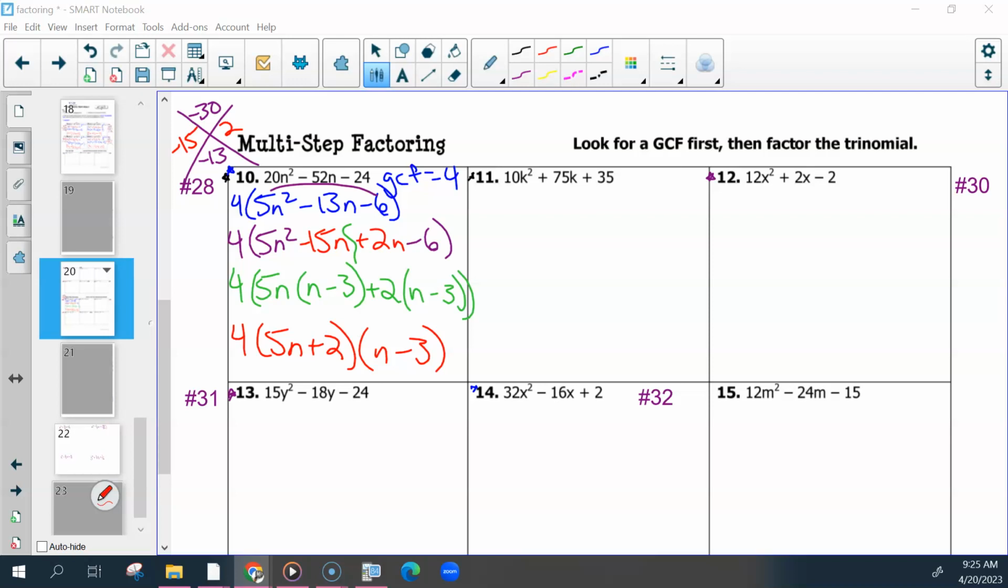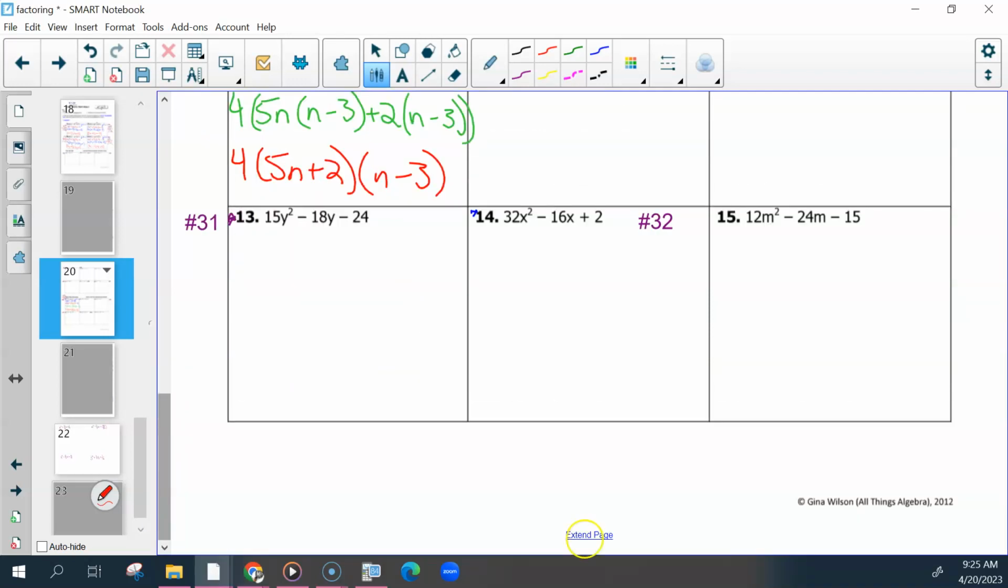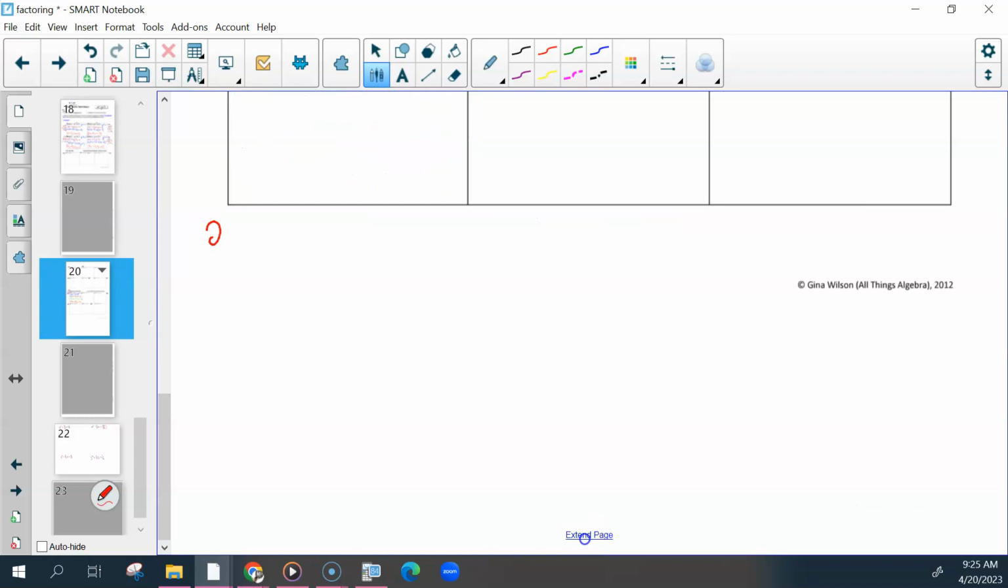Other questions on that one? I want you to write this same problem underneath where you have space. If you need more paper, you can grab that.